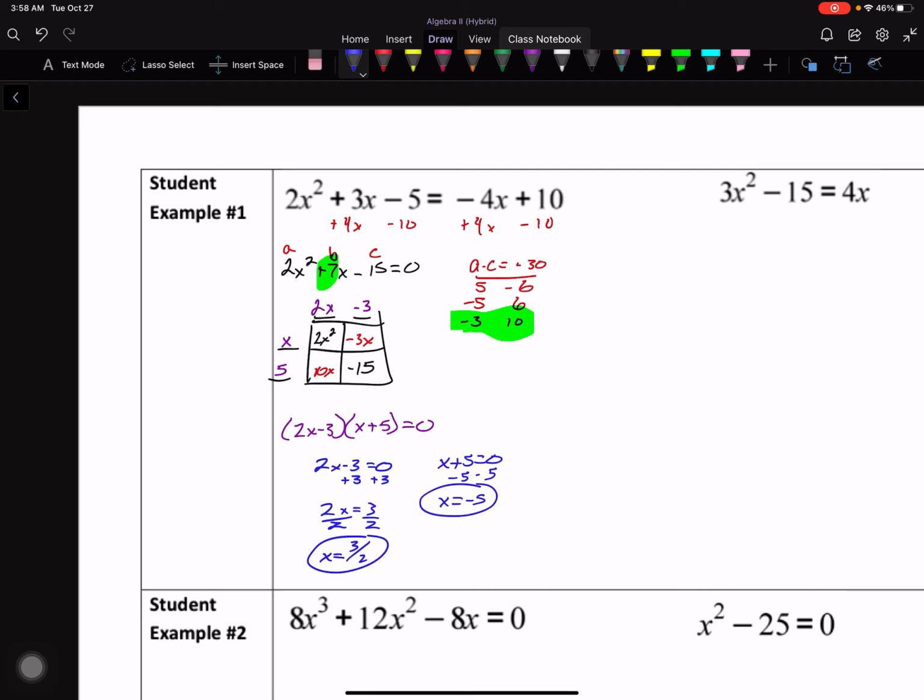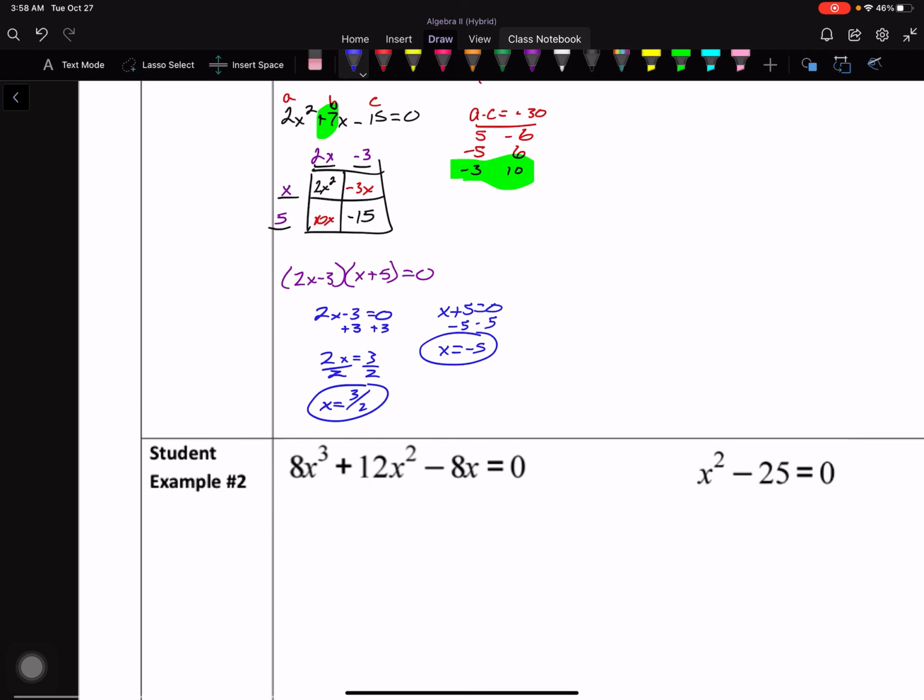Now the last example I'm going to do here is right below it, x cubed plus 8x, or 12x squared minus 8x equals 0. So the first step is make sure your equation equals 0, and we are good there. Now what we want to do is look for the greatest common factor, and for the first time, we actually have something we can divide out. All three numbers are divisible by 4, and we can take an x out of each of those as well. So here's my GCF.